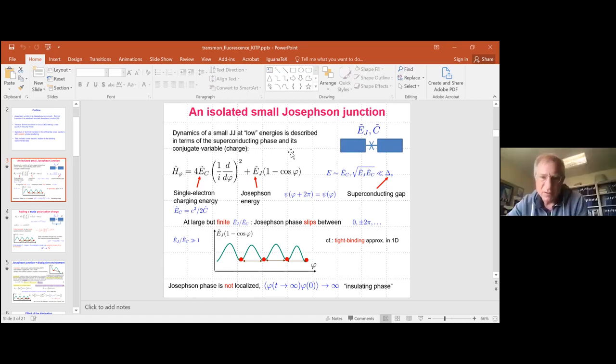But in that picture, those blue rectangles are supposed to be small superconducting islands. Is that right? Yeah. Okay. That's I'm good. I'm good then.